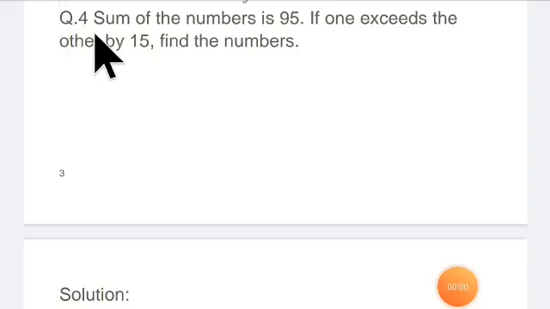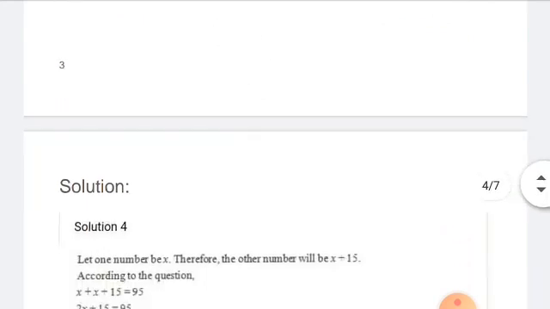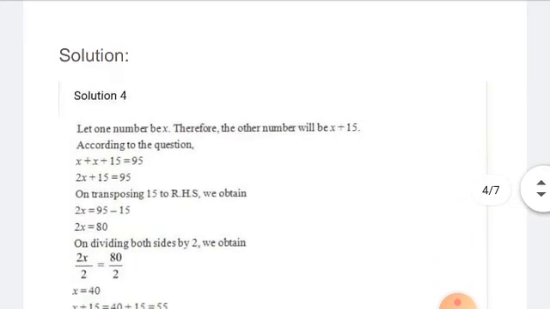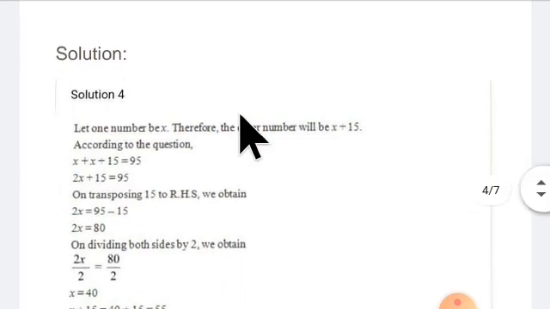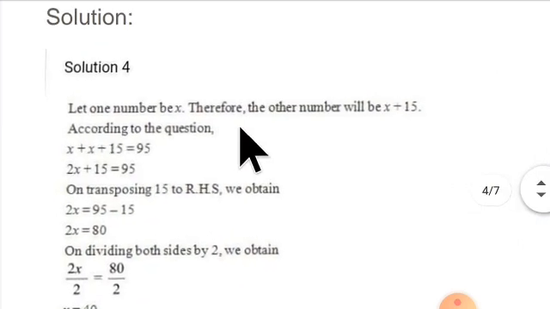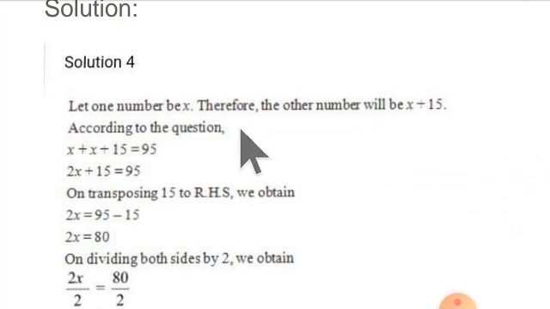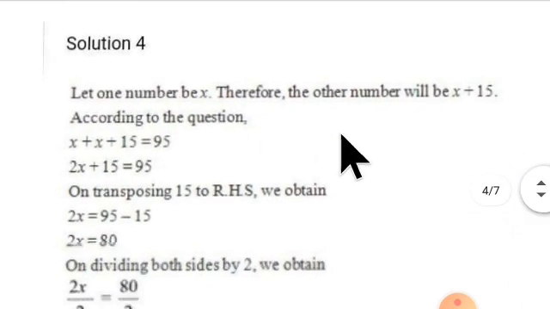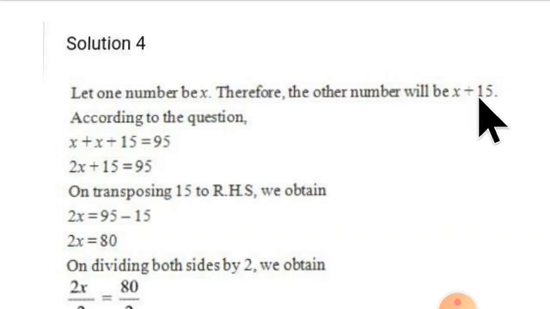Now let us see question number 4. Sum of the numbers is 95. If one exceeds the other by 15, find the numbers. Let us see the solution. Now here we have to suppose a number. Let one number be x. Therefore the other number will be x plus 15. Exceeds means plus. So exceeds by 15 means x plus 15.